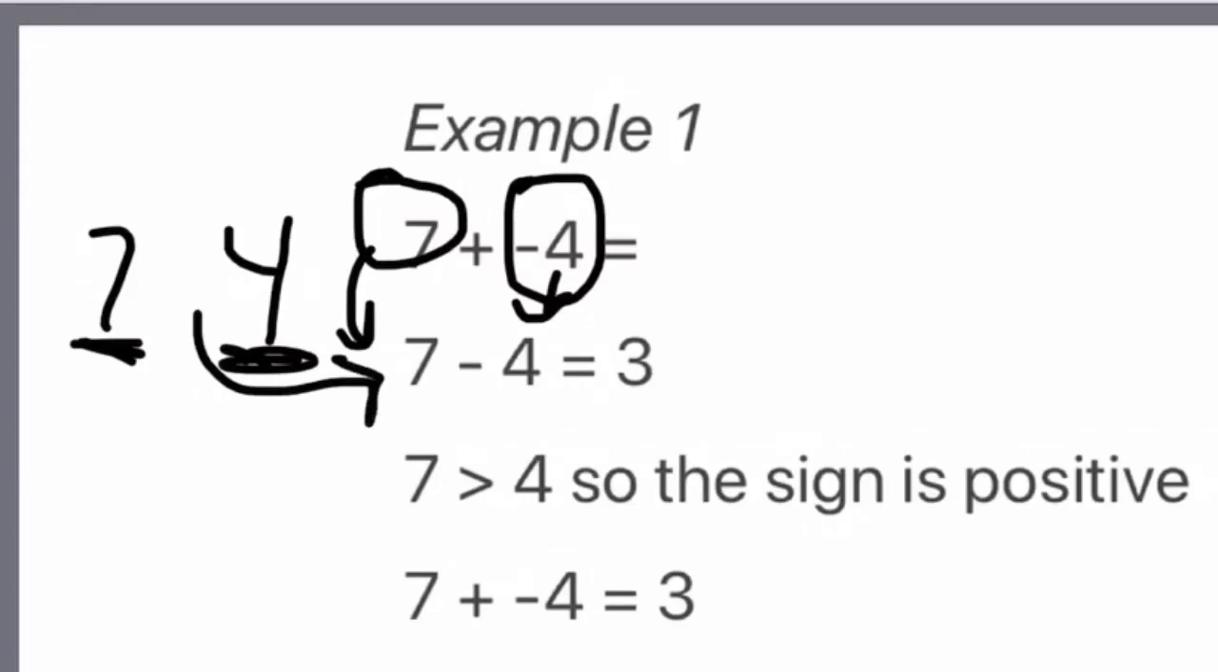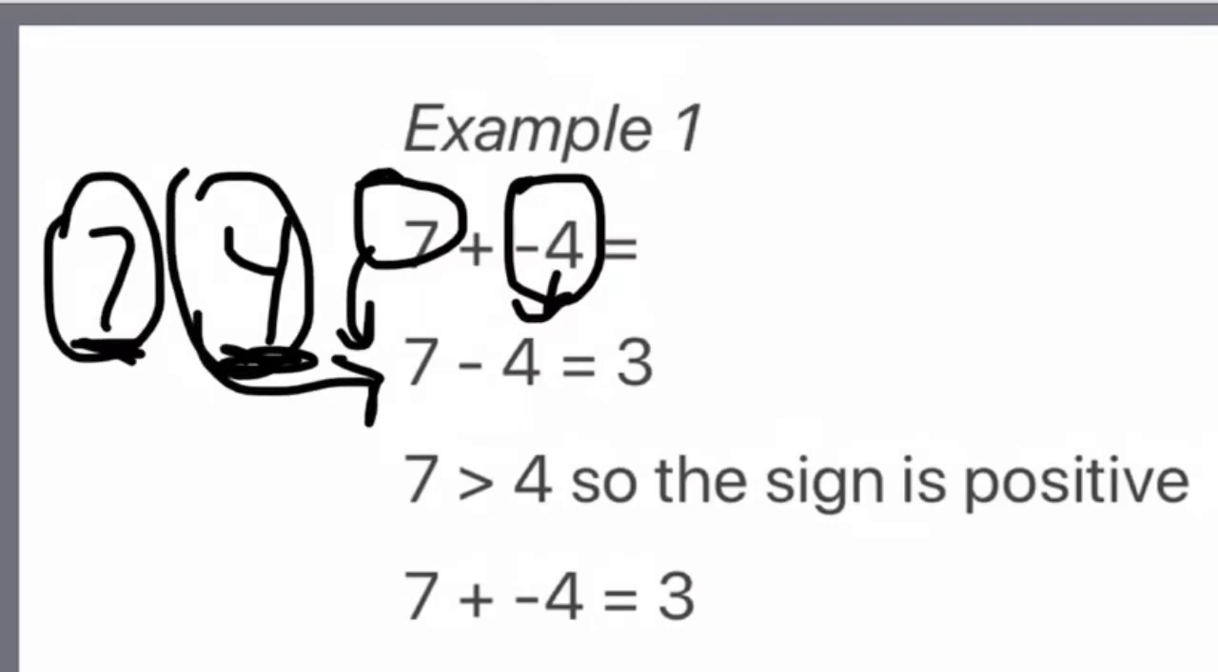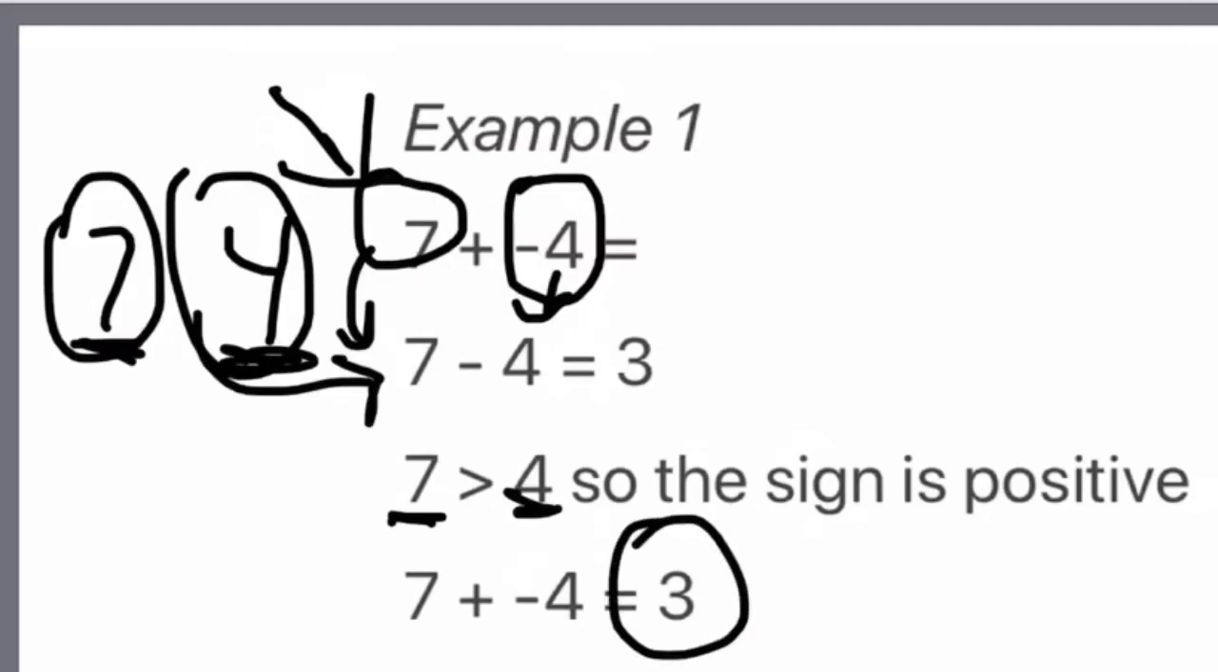So this is step 2. 7 minus 4 is 3. Then you have to think, which absolute value is larger, 7 or 4? 7 is greater than 4. 7 in the original problem was positive. So our answer is positive 3.